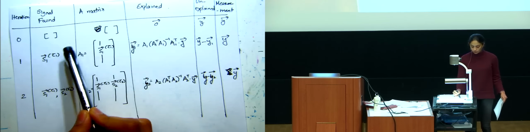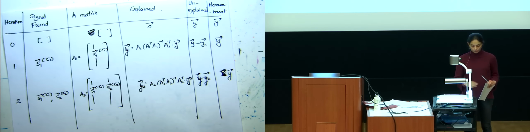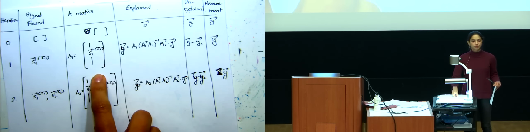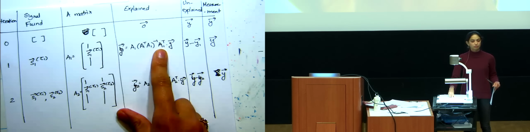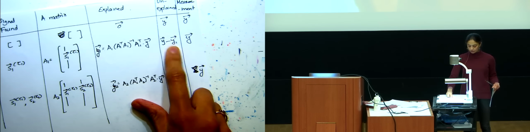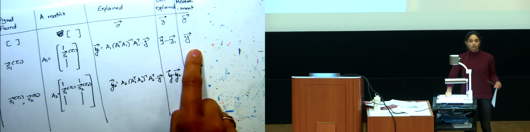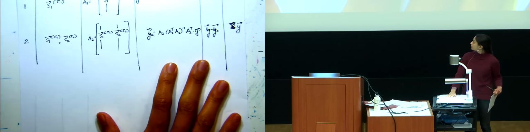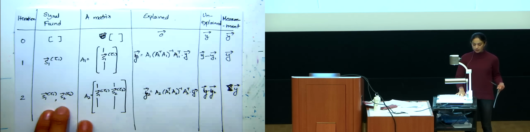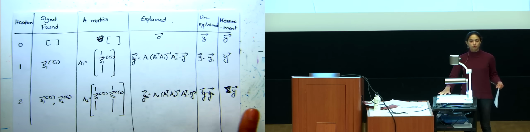But at iteration 1, we found the first guy, S1 tau 1. So we set A1 to be that. Then we remove that component. We find the component in that direction and remove it. So that is what is unexplained. This is the part that is explained by this direction, and this is the part that is unexplained. And the measurement is always the same. At the third iteration, now we have 2. Now we build A up. Again, we take this projection, again, we remove, and go on and rinse and repeat. So again, A3 will now have 3 things in it, so on and so forth.